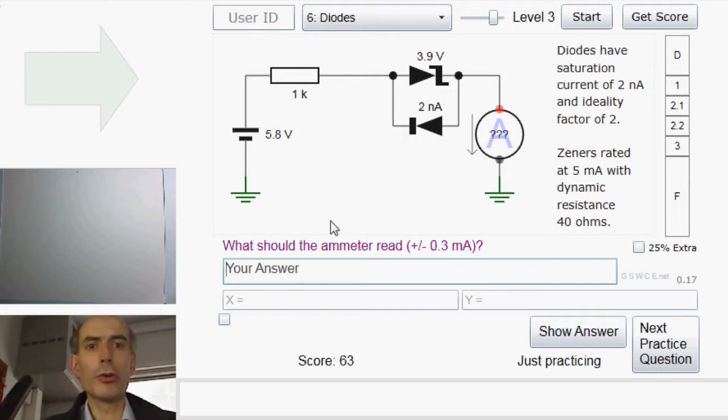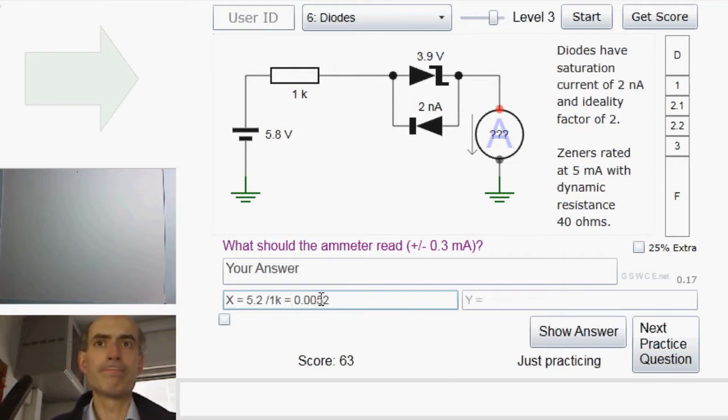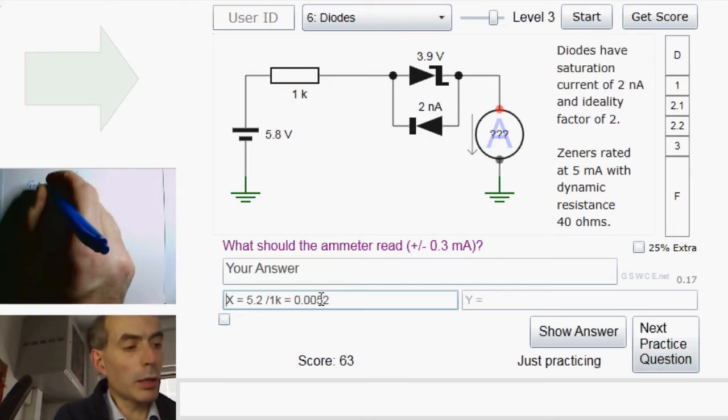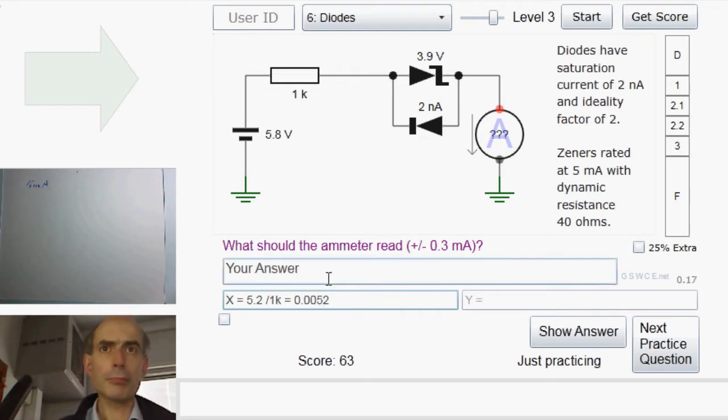So, first thing to do is to make our first guess of how much current is flowing. And our first guess can be made based on those rules of thumb we were using before. We could estimate that around about 0.6 volts is going to be dropped across that diode there, and therefore the current flowing would be about 5.2 volts divided by 1k, or approximately 5 milliamps or so. So we have 5 milliamps as our first estimate of the current that the ammeter is reading. But as I say, that may not be accurate enough.